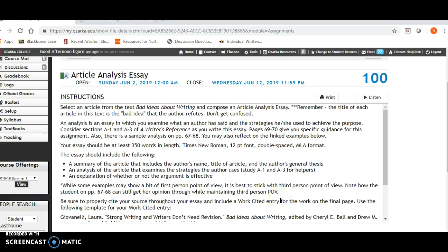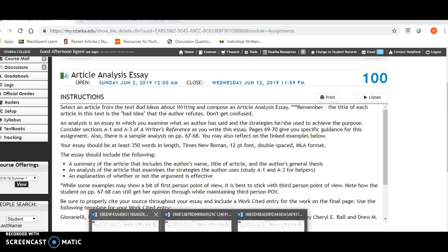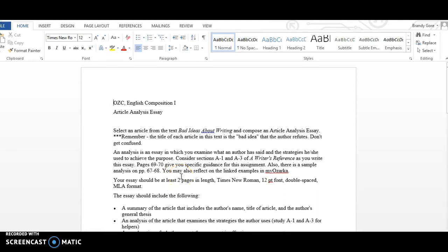Okay, I just wanted to check in with you and give you some verbal information on the article analysis essay. So you have plenty of instructions in the instruction box, and the same instructions and more can be found when you actually download the instructions. Okay, so your task is to pick an article that we have not read in class.